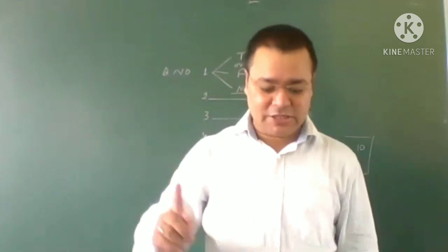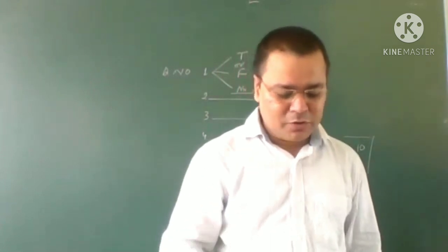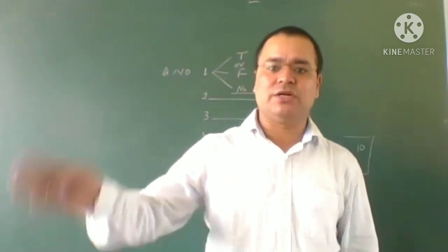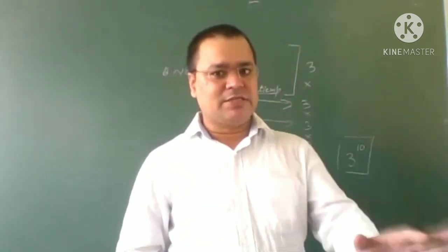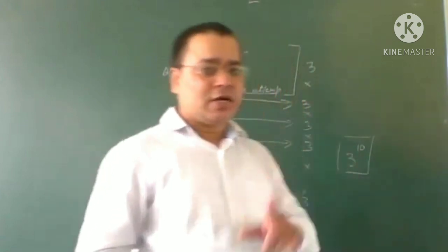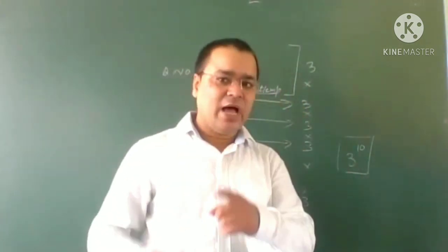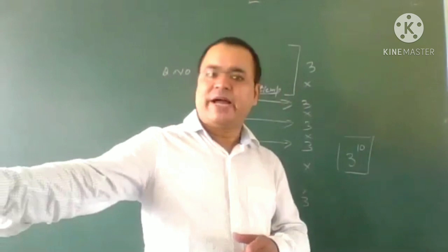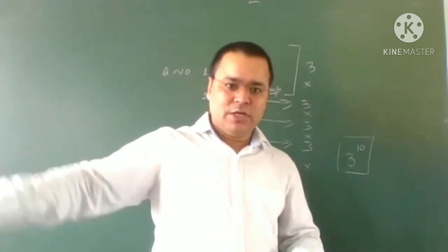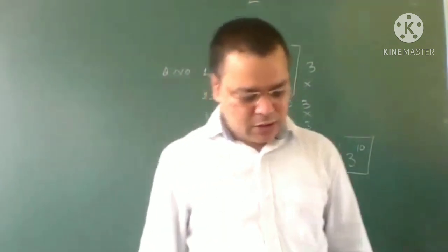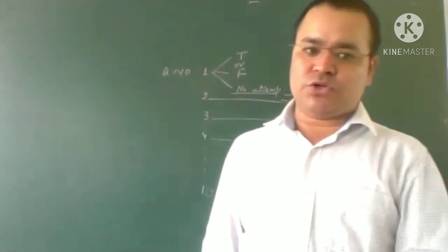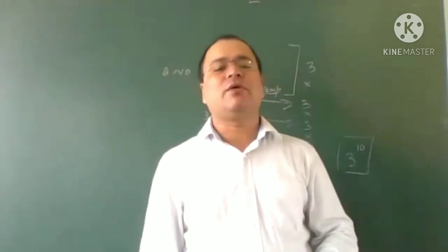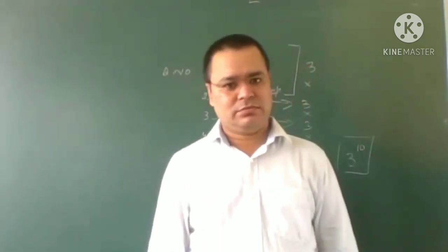But what is the condition? The student attempts one or more questions. It means attempting a question is compulsory. So therefore, no attempt is the one choice, and it should be removed, minus. So according to the question, the number of ways of attempting one or more questions is equal to 3 raised to the power 10 minus 1.